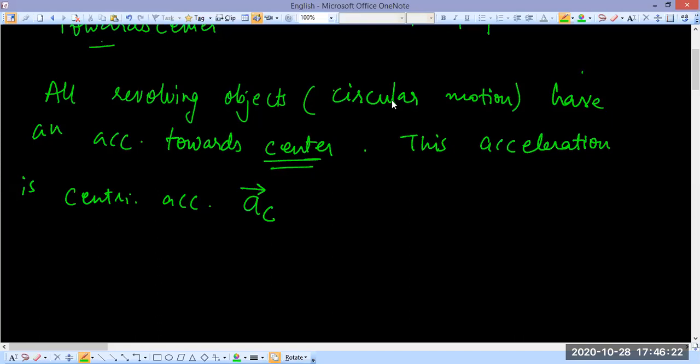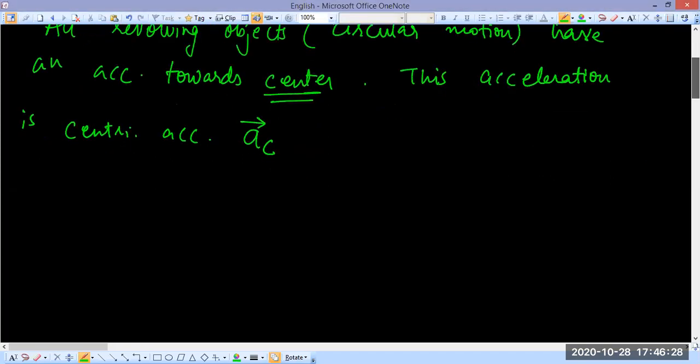Yeah, you would have studied this. Yes, Nandini, that formula is also right. Okay, so this is AC vector.